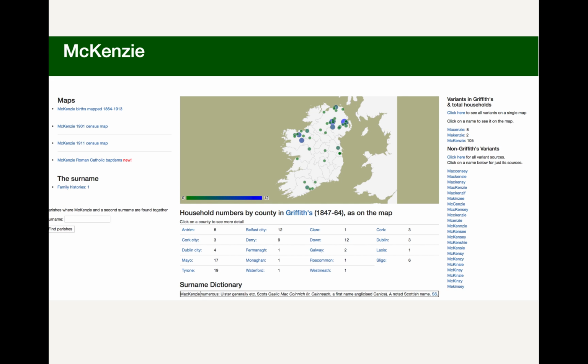I particularly like the map, and I'll show you that close up in just a second. But notice on either side of the map in the margins, there are statistics on how many variants you find in Griffiths, for example. So different spellings, that's another opportunity to learn all the different variations of a surname. There are also links directly to McKinseys found on the 1901 census or the 1911 census, or in those Roman Catholic baptism records. So use everything on the page that you can click on. Go ahead and click on it because you will learn something that could potentially be of interest to you.